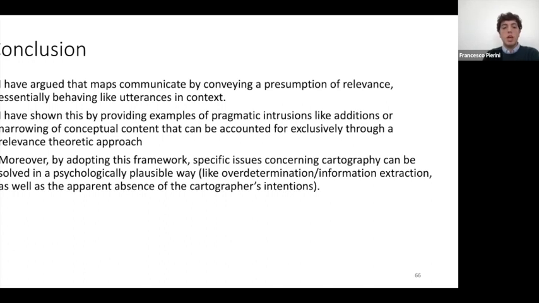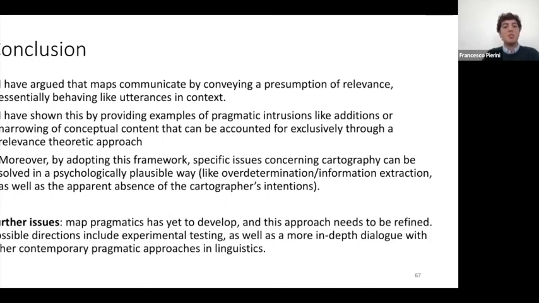And then the third point I haven't talked about. Further issues might be that map pragmatics, of course, has yet to develop. This is a very initial stage, so to say, and this approach needs to be refined. Possible directions include experimental testing, as well as a more in-depth dialogue with other contemporary existing pragmatic approaches in linguistics that might offer different solutions for these phenomena.